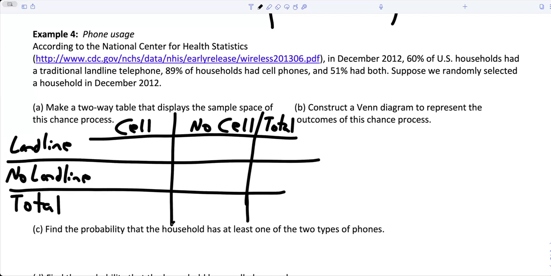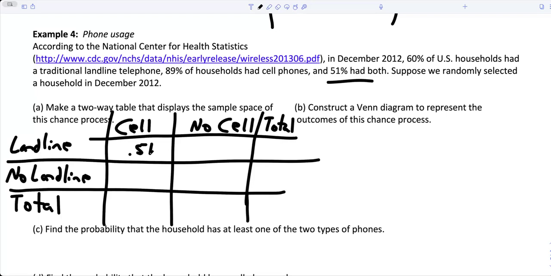This is the key to working these problems. Start with the intersection. What do I mean by that? In the context of this problem, how many had both? 51% had a cell phone and a landline. So the intersection is going to be this one right here. That is 0.51.